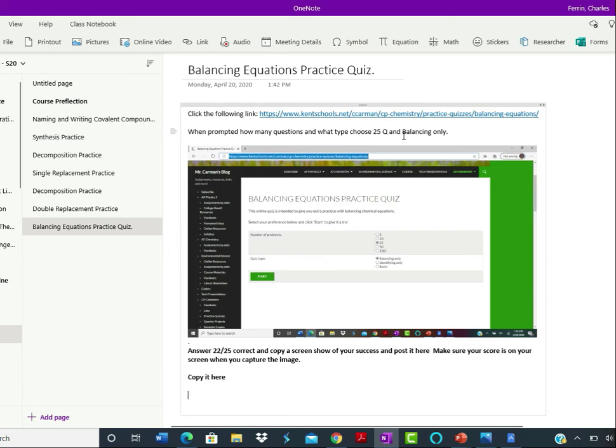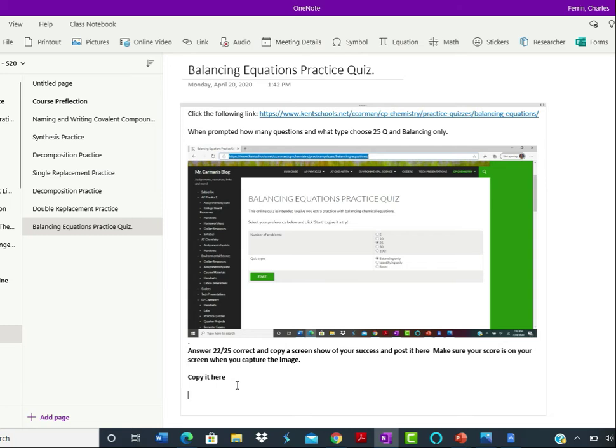You're going to choose 25 questions and balancing only, and you're going to attempt to balance a whole lot of questions, 25 of them, as a matter of fact. And as soon as you get 22 out of 25 correct, you're going to screenshot your screen with the results on it and post it immediately below this part of the screen. So I can go into my end and bring up every one of your homework folders for this particular assignment and see whether or not you have actually scored a successful 22 out of 25.